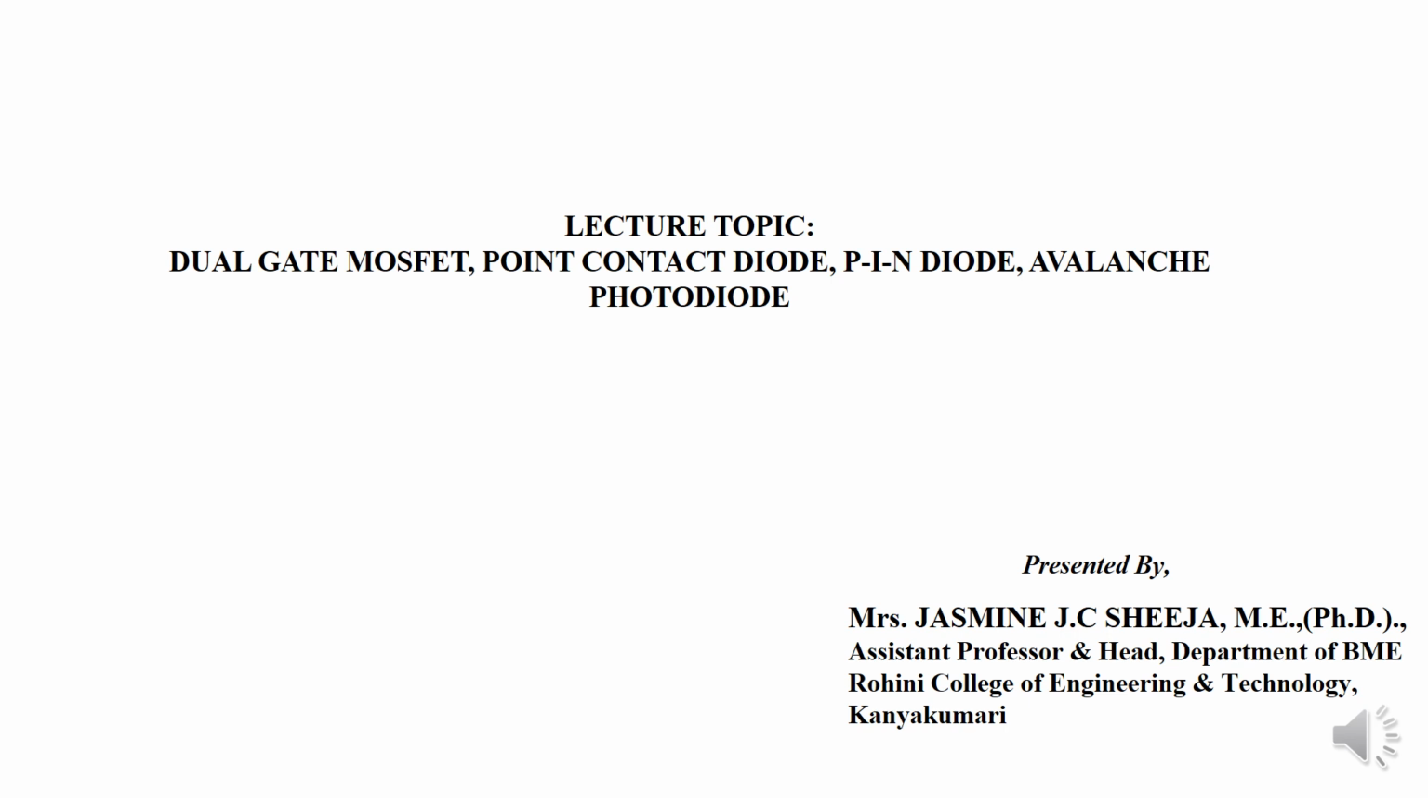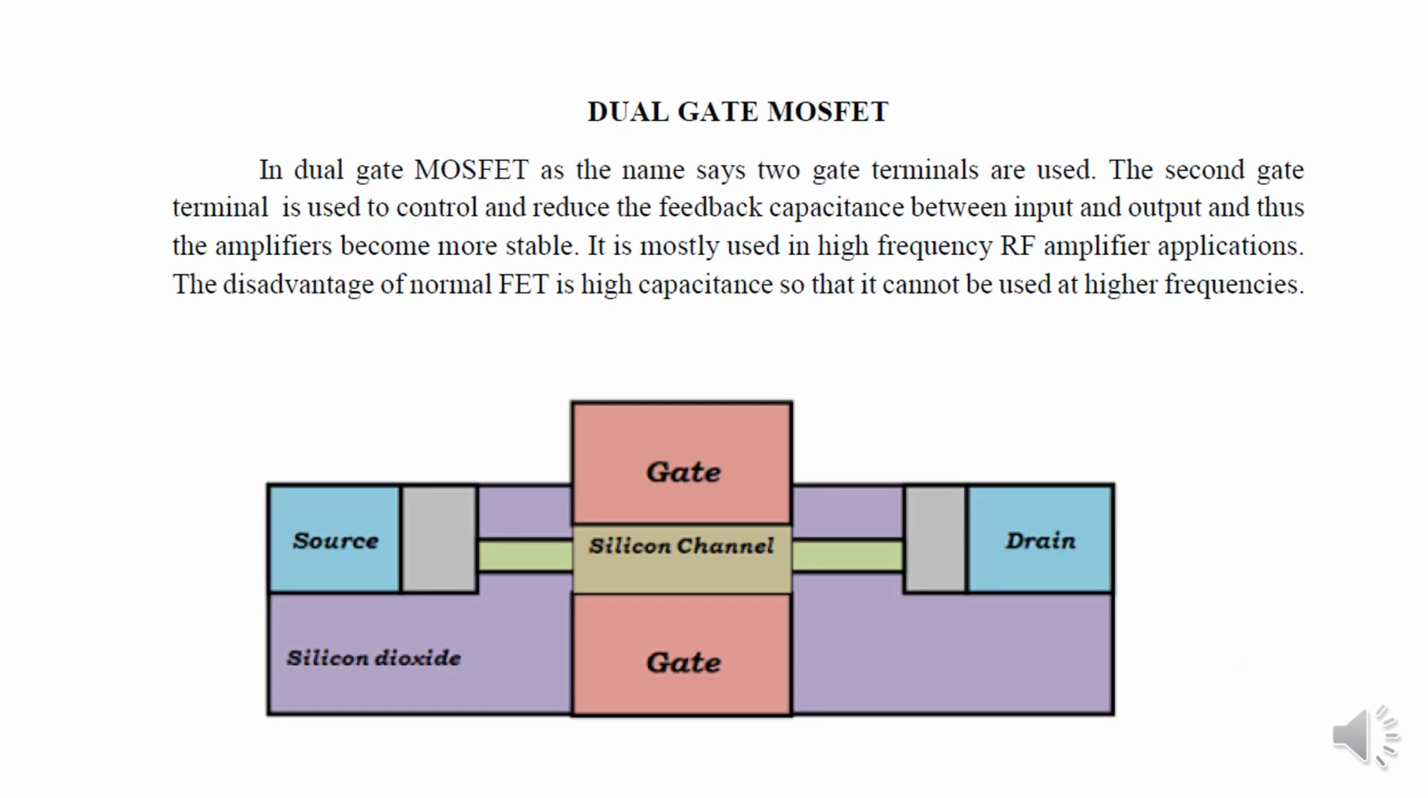Let us see about dual gate MOSFET, point contact diode, PIN diode and avalanche diode. First we can see about dual gate MOSFET. In the case of dual gate MOSFET, as the name says, there are two gate terminals. The second gate terminal is used to control and reduce the feedback capacitance between the input and the output, and thus the amplifier becomes more stable. This is mostly used in high frequency RF amplifier applications.